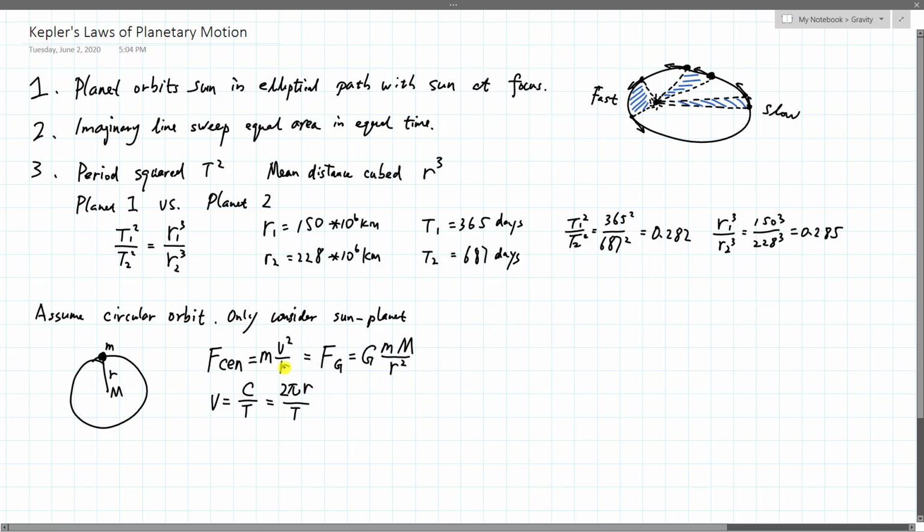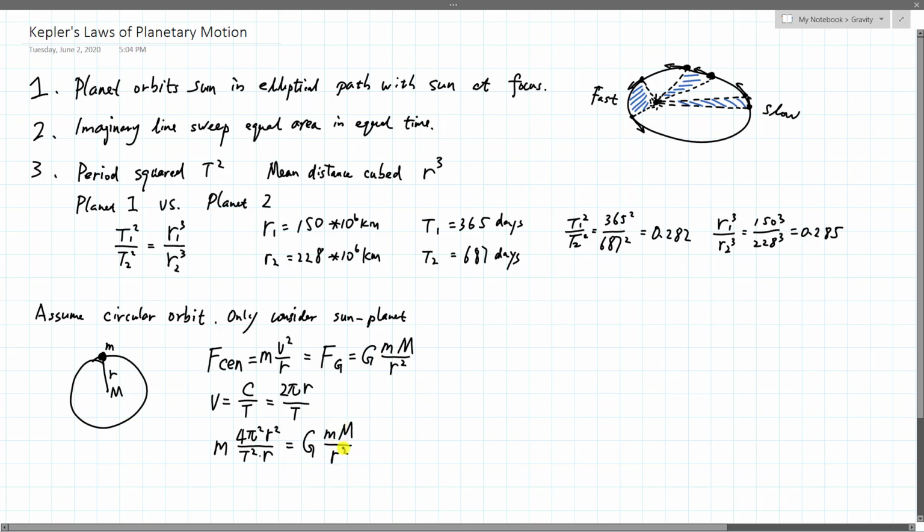So I'm going to substitute that in here. So the left side is mass, and this whole thing squared is 4 pi squared r squared over t squared. I still have this r here in the denominator, so let's not forget that. So that's the left hand side, and the right hand side has this g m over r squared.